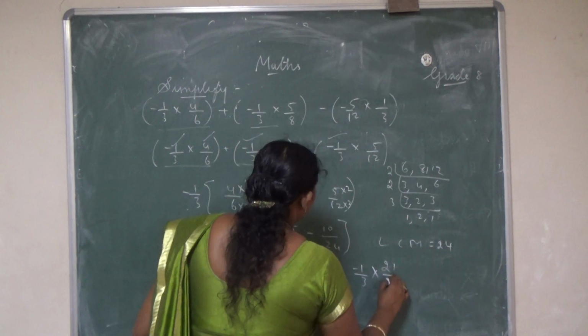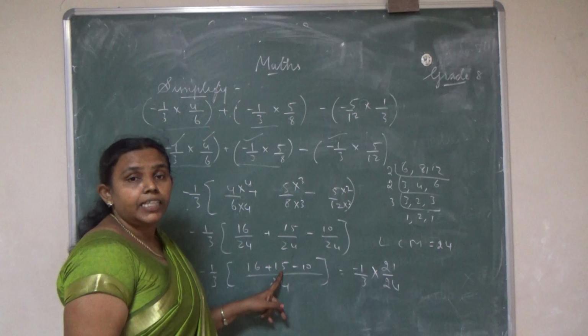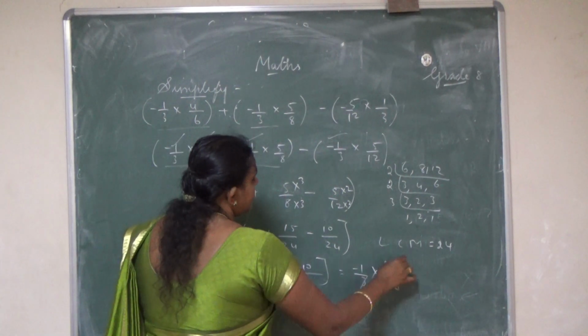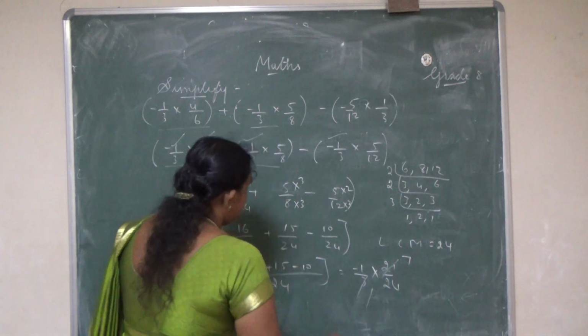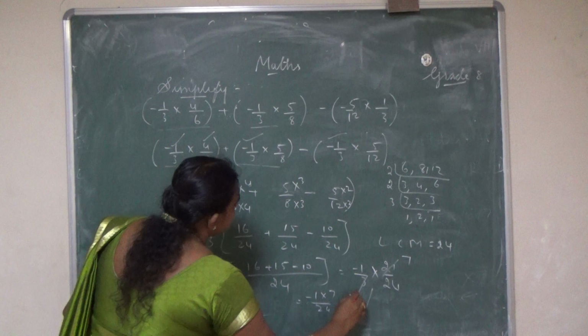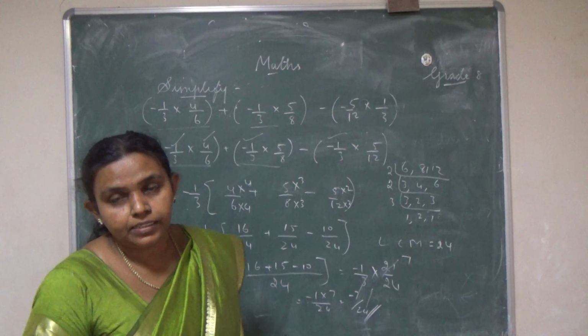21 by 24. Okay? 16 plus 15, 31, is it? 31 minus 10, 21. So 1 3 is 3, 7 3s are 21, which is equal to minus 1 into 7 by 24, which is equal to minus 7 by 24. Can you understand?